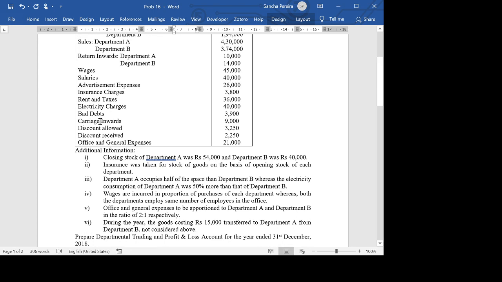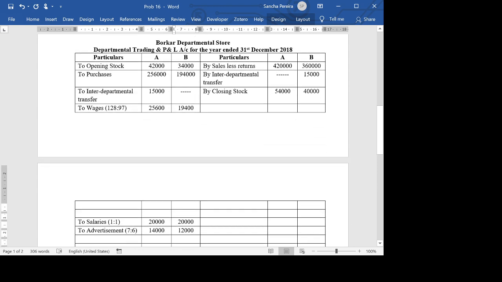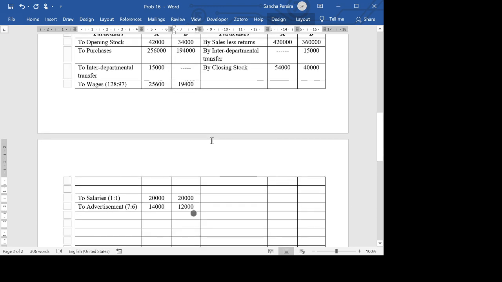Okay, I forgot, I didn't see the carriage inwards. We will have another item in the trading account. I'll just add that there. Sorry, I missed carriage inwards. Two carriage inwards.